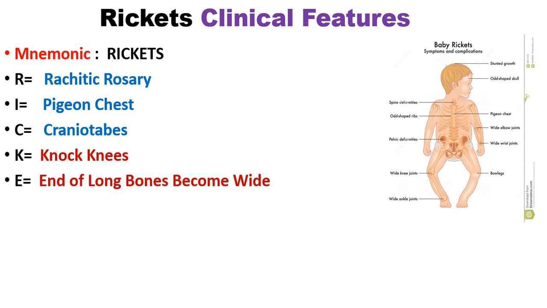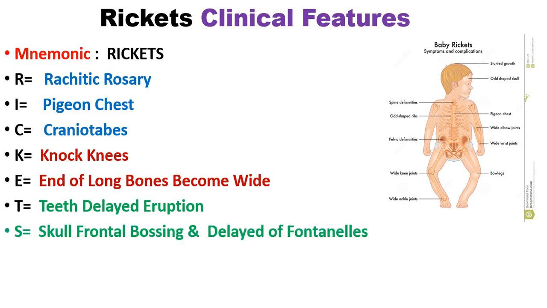Next is the E for the ends of the long bones becoming wide. Next is the T for the teeth, delayed eruption. In this disease, the patient has a delayed eruption of teeth. Next and the last one is S for the frontal bossing of the skull, and the delayed closure of the fontanelles.